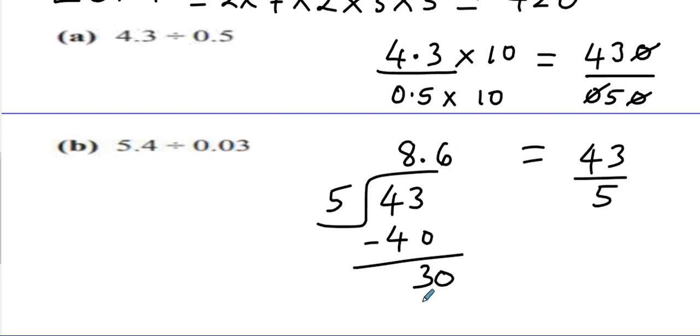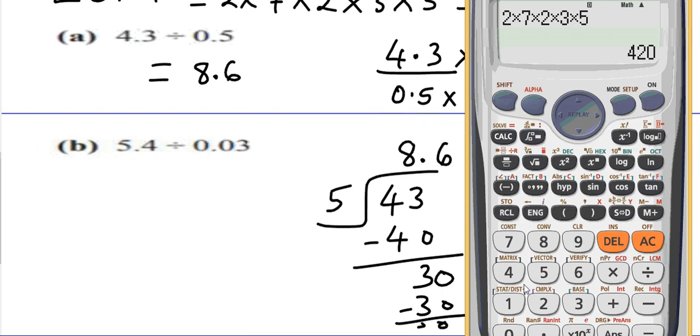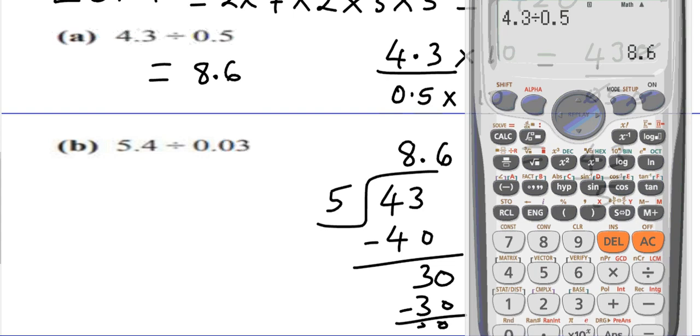30 divided by 5 is 6. 6 times 5 is 30, the remainder is 0. So here the answer is 8.6. You can even use a calculator to confirm your answer. 4.3 divided by 0.5. See that? 8.6.